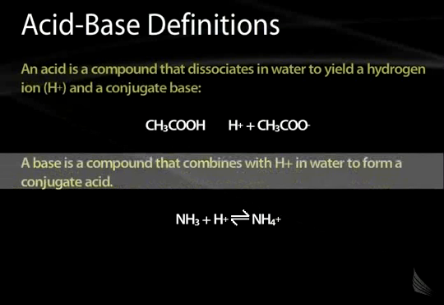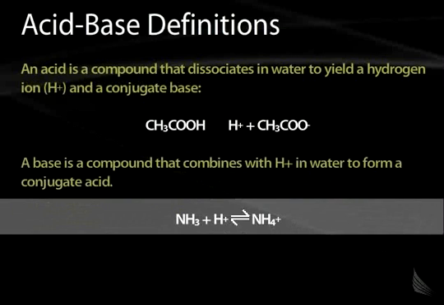Now, a base is a compound that combines with protons in water to form a conjugate acid. So, for example, we have ammonia, this NH3, that can combine with an extra proton to form ammonium ion, which is NH4+.